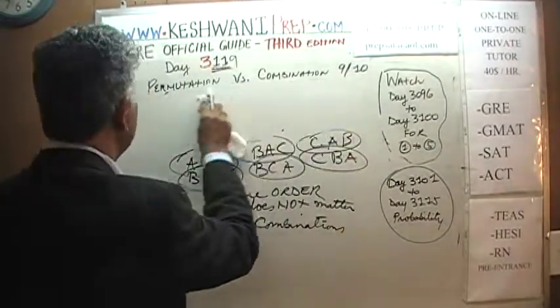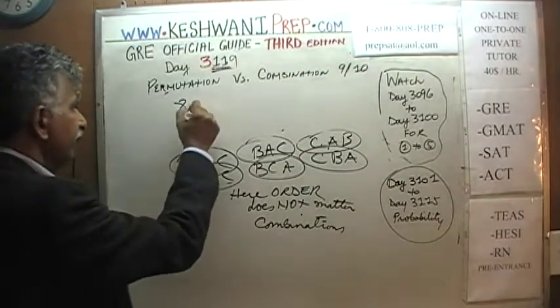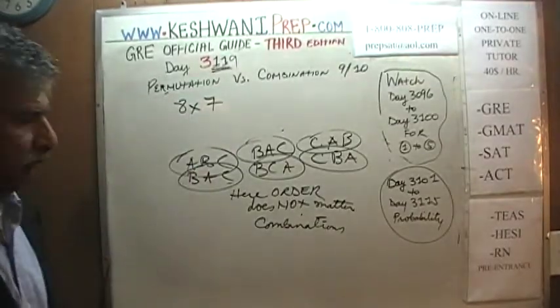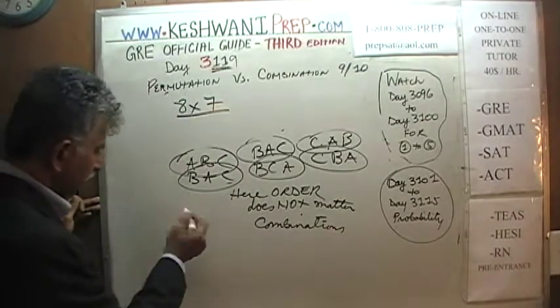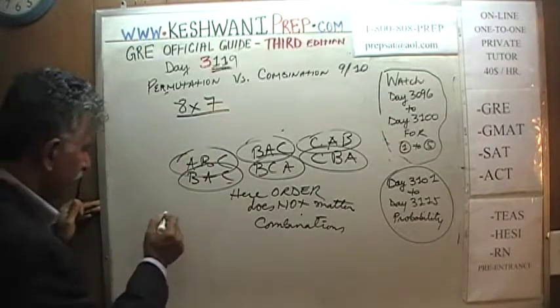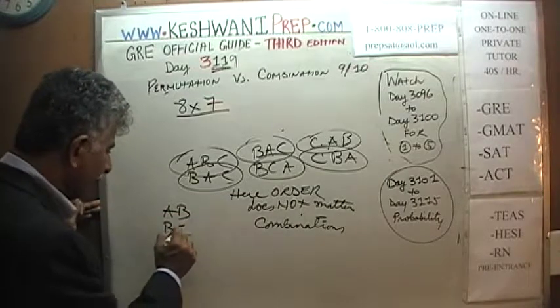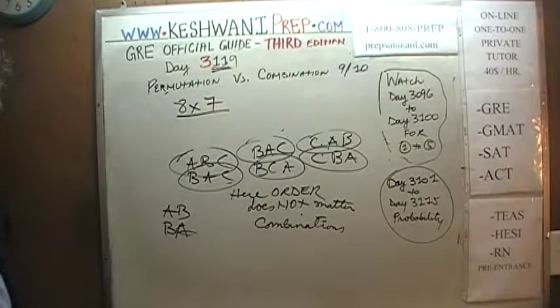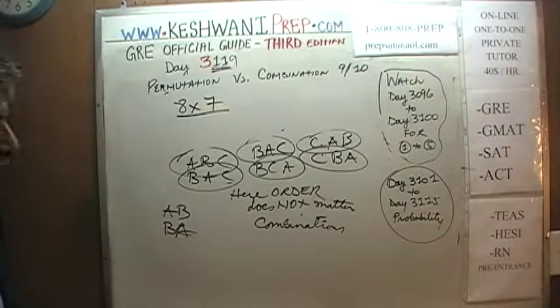How many different ways can we pick a first person? 8 different ways. How many different ways can we pick a second person? 7 different ways. But as soon as we pick a second person, we'll begin to double count. Let's look at two people, a pair, let's say A, B, and then B, A. Well, A, B and B, A are not two different pairs, it's the same pair. We'll begin to double count. How do we undo it?